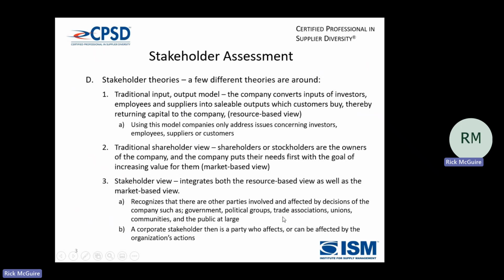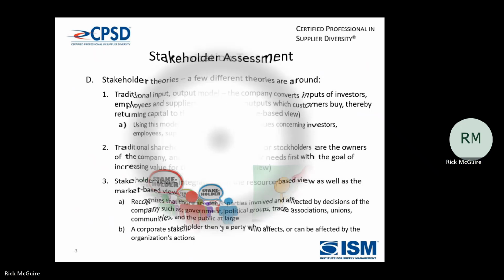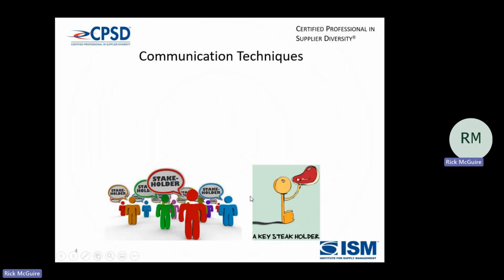Recognizes that there are other parties involved and affected by decisions of the company, such as government, political groups, trade associations, unions, communities, and the public at large. Corporate stakeholder then is a party who affects or can be affected by an organization's actions. Very broad look at stakeholders.